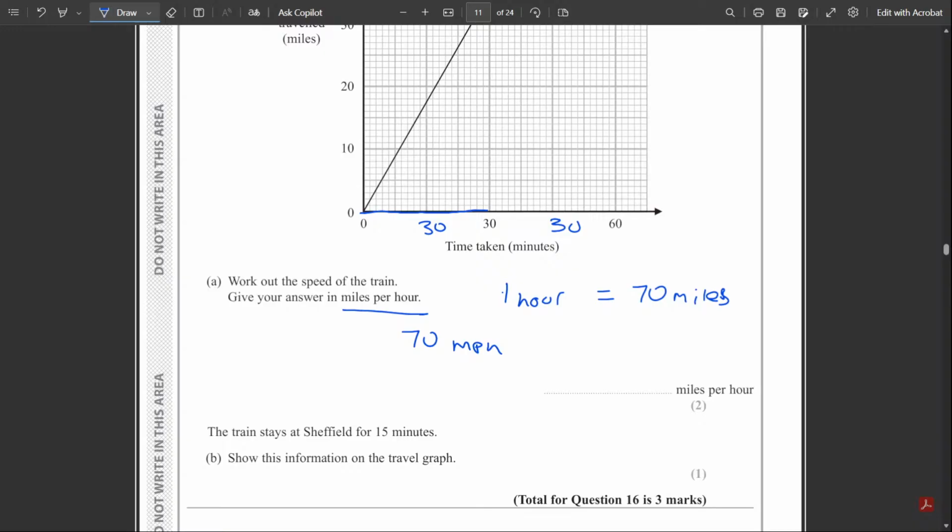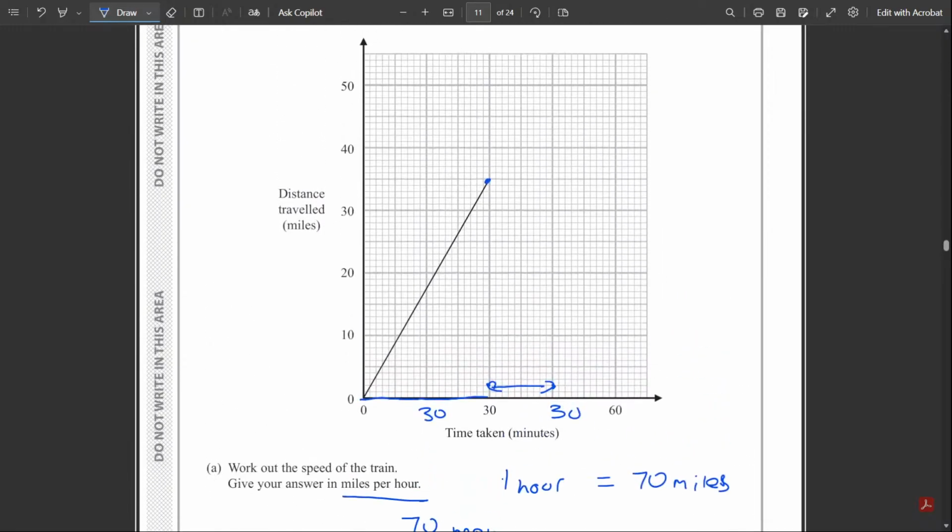The train stays in Sheffield for 15 minutes, so that's a 15-minute gap from there to there. So we need to draw a straight line because it stays there, it doesn't move. Okay, so another 15 minutes goes by and the train doesn't do anything, so that's that part of the graph.